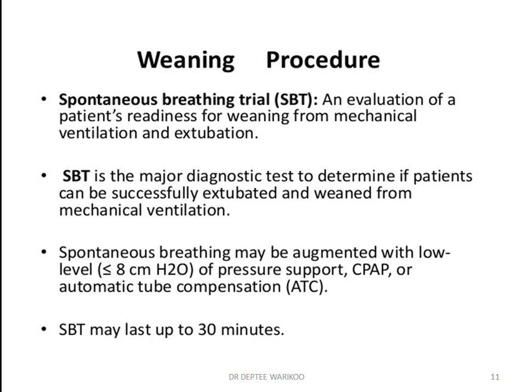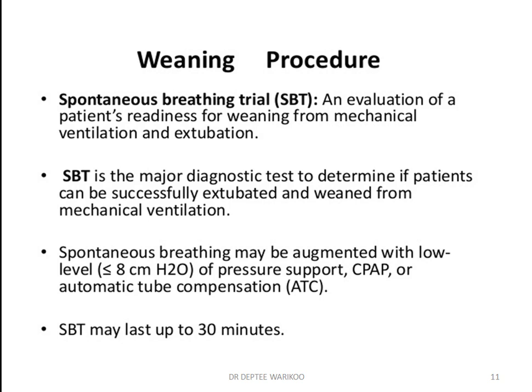It is an evaluation of a patient's readiness for weaning from mechanical ventilation and extubation. SBT is the major diagnostic test to determine if the patient can be successfully extubated and weaned from the mechanical ventilator. Spontaneous breathing may be augmented with low level of pressure support, CPAP or automatic tube compensation. It may last up to 30 minutes.